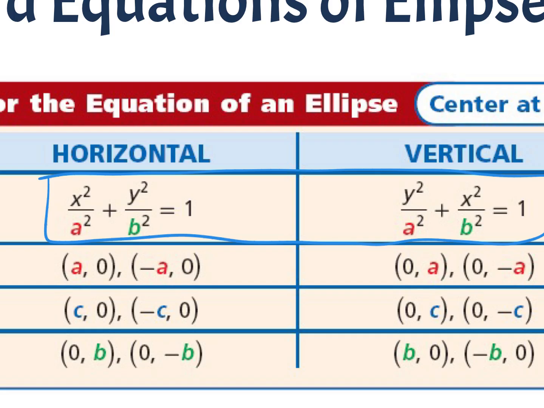Okay, good. So good observation. The first one, the x is first, and the second one, the y is first. What do we notice about A? Where is A in a horizontal ellipse? It's with the x, and in a vertical ellipse, where is the A? It's with the y, right?